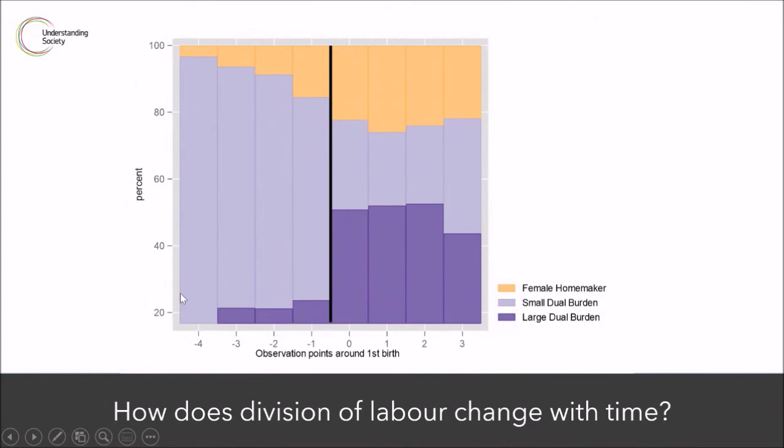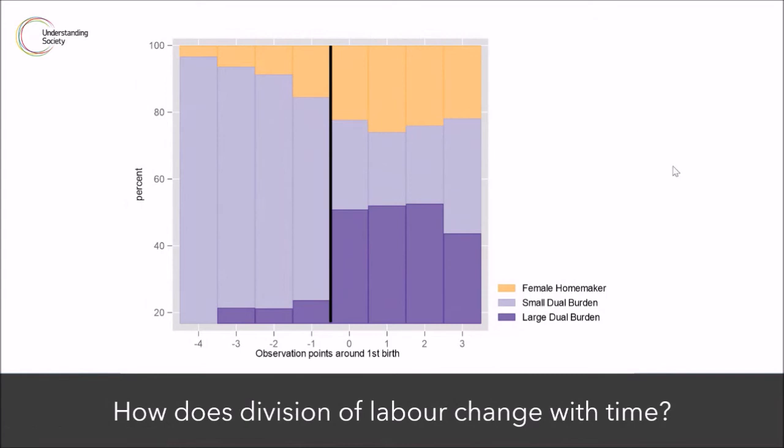Before the black line, we're seeing the majority are sort of doing a bit of both, although a slight increase over time in the amount of female homemakers. But after first birth, a real rise in both those women who have a large dual burden and female homemakers relative to what we saw before.